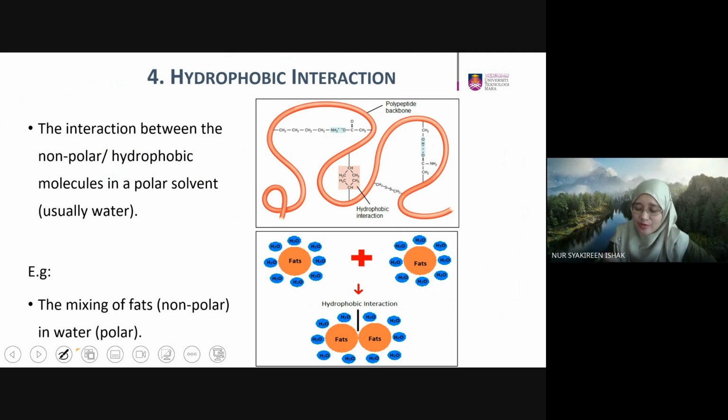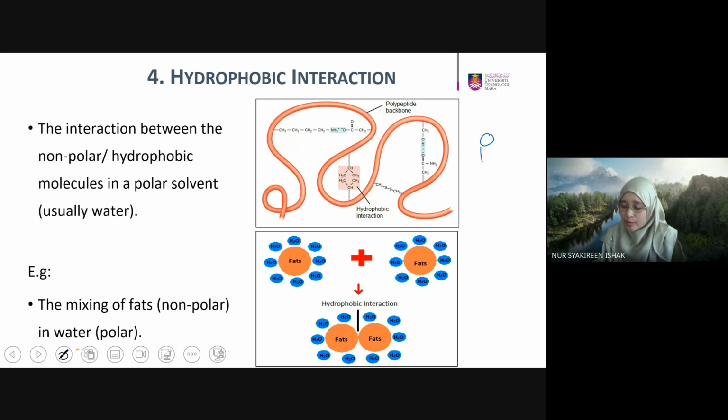So hydrophobic interaction is the interaction between non-polar and hydrophobic molecules in a polar solvent, usually water. For example, the mixing of fats and other non-polar substances in water. Hydrophobic interaction is formed between non-polar molecules such as, for example, a phospholipid molecule and another phospholipid molecule.